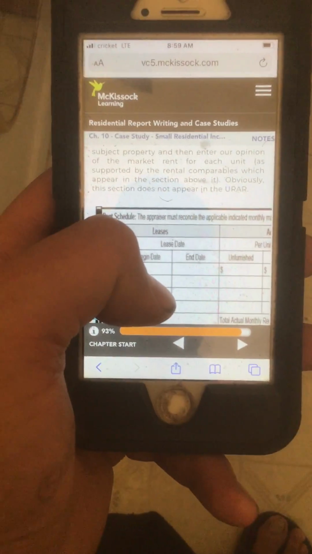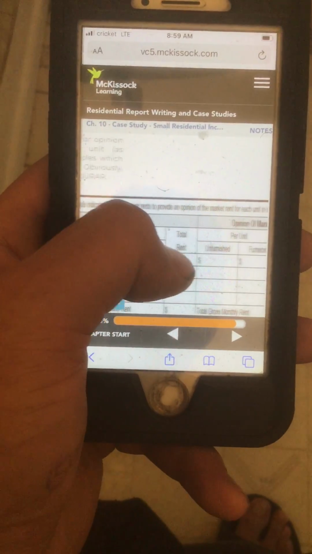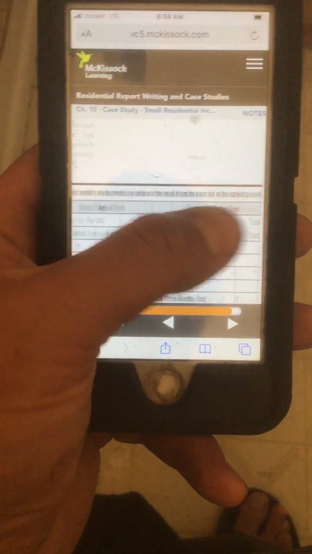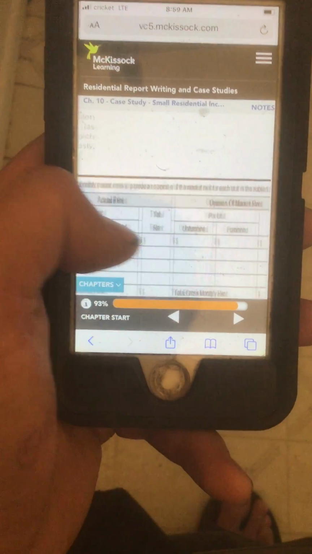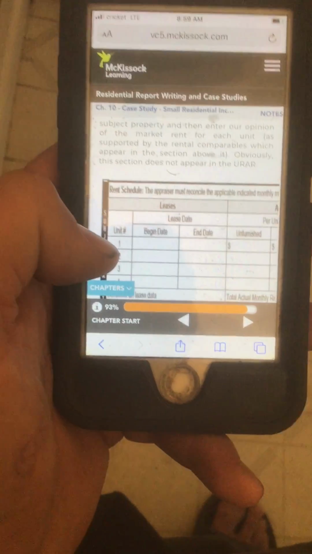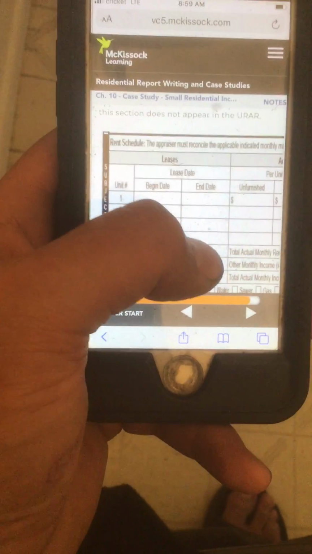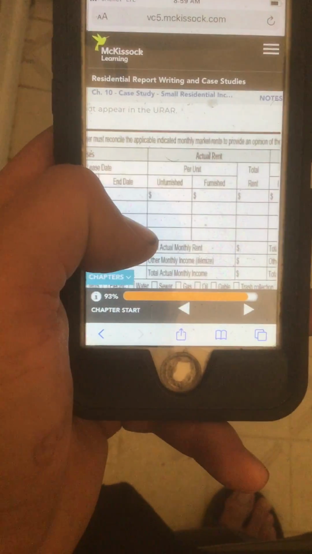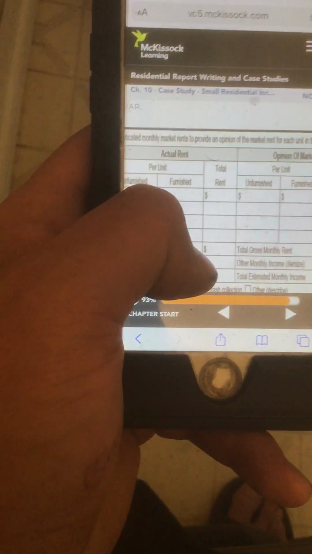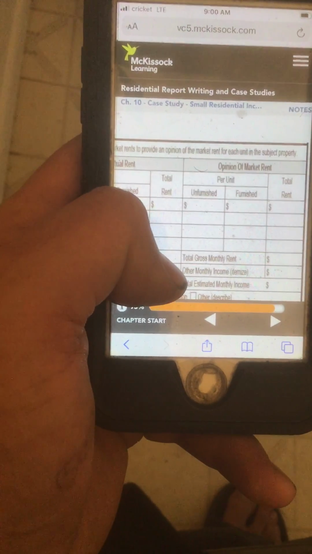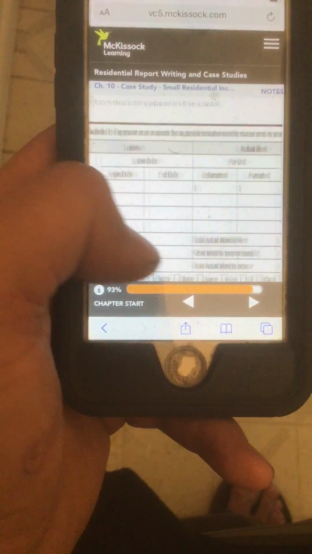The appraiser must reconcile the applicable indicated monthly market rents to provide an opinion of the market rent for each unit in the subject property. The line underneath that has leases, actual rent, opinion of market rent. Underneath that, it's unit number, lease date, begin date, end date. That's under leases. And then under actual rent, it says per unit, unfurnished, furnished, total rent. And then under opinion of market rent, it says per unit, unfurnished, furnished, total rent.